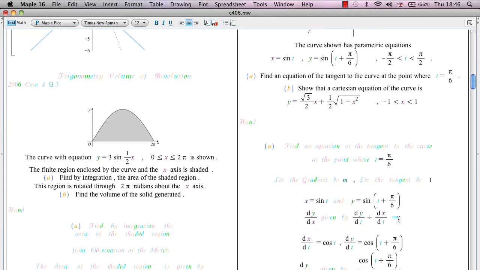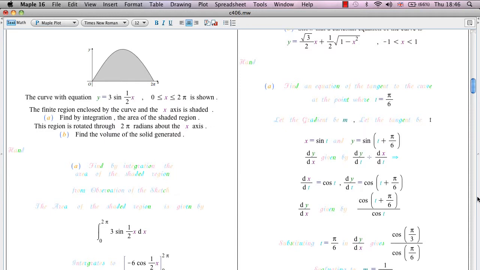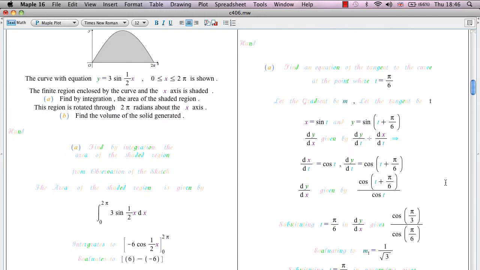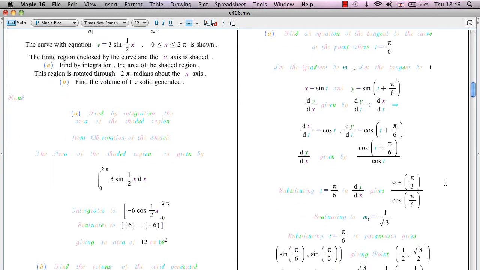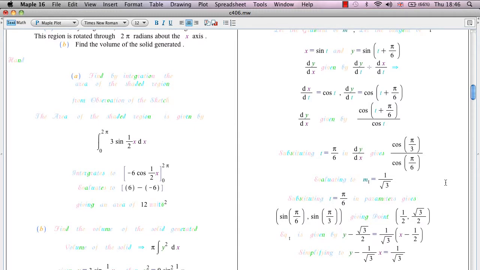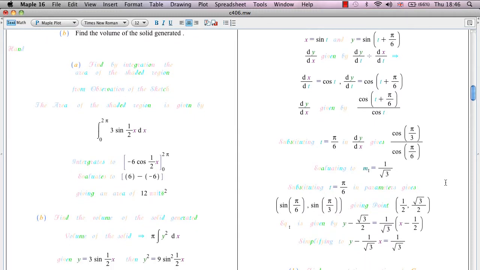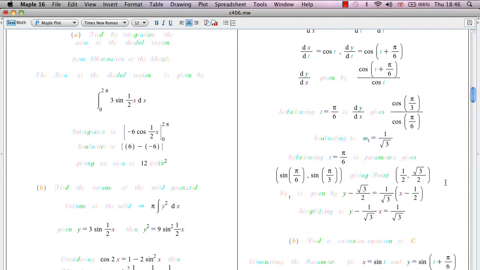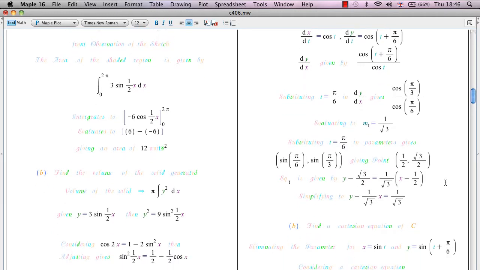So differentiating for parameters gives an expression for the gradient, and then substituting our given value of t gives the gradient of the tangent as 1 over root 3, and using our given value of t, substituting in the parameters gives a point. So the straight line formula then gives the equation of the tangent.